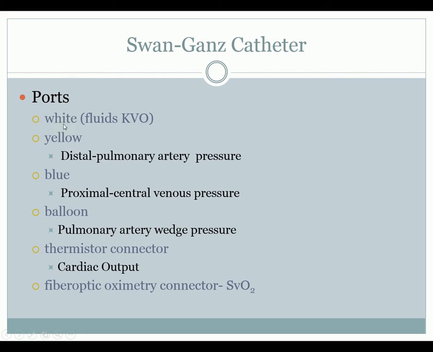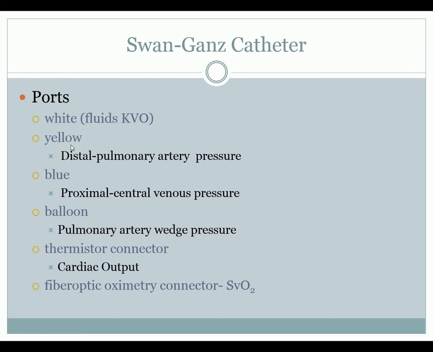So when we're talking about the ports, again, I said it's a color-coded system. The white one is usually the one you hook your fluids up to, and that is usually KVO. So you'll just hook it up to the KVO, whatever keep vein open status is at your hospital or protocol. The yellow port is the distal port, and the distal port measures pulmonary artery pressure, PAP. So the yellow port measures the pulmonary artery pressure.